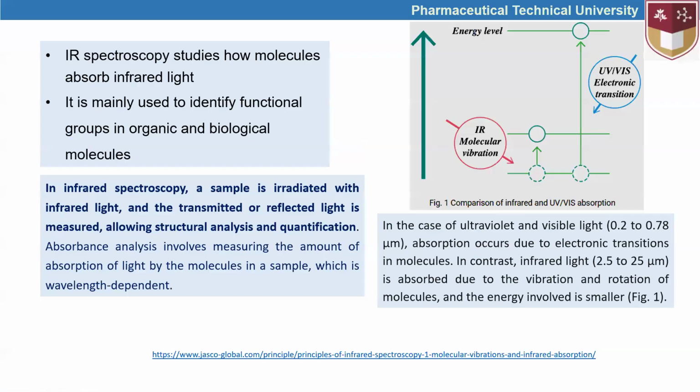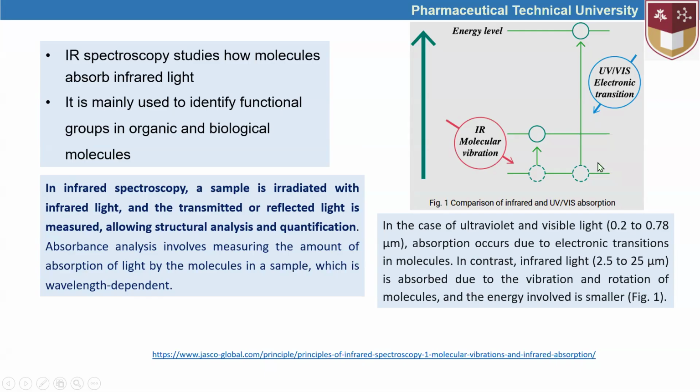Okay, here we go. IR spectroscopy studies how molecules absorb infrared light. It is mainly used to identify functional groups in organic and biological molecules, as I just reminded. In infrared spectroscopy, a sample is irradiated with infrared light and the transmitted or reflected light is measured, allowing structural analysis and quantification. Absorbance analysis involves measuring the amount of absorption of light by the molecules in a sample, which is wavelength dependent.